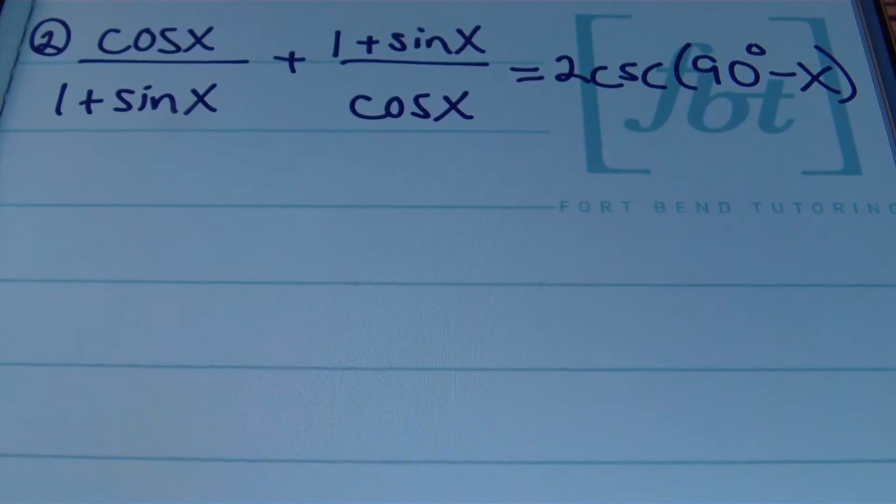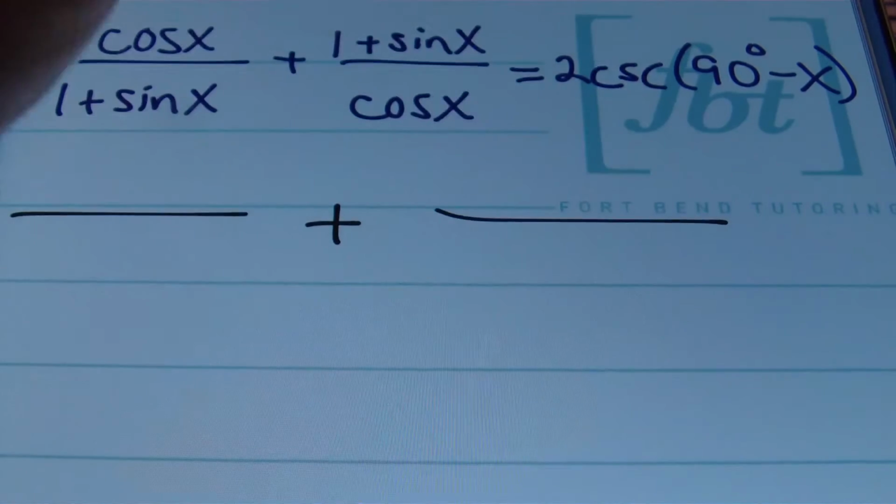So let's begin. What we'll do first here is get a common denominator, which is going to be the product of 1 plus sine x times cosine x. So I'm going to go ahead and set up my framework here. Thank you very much. There you go.